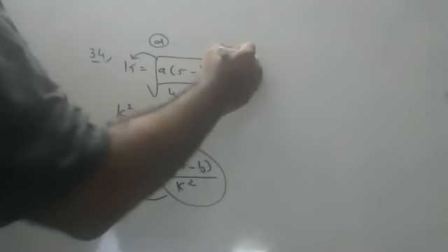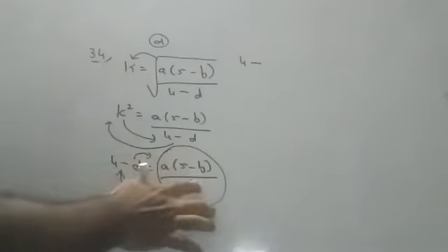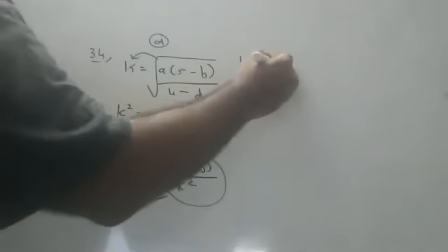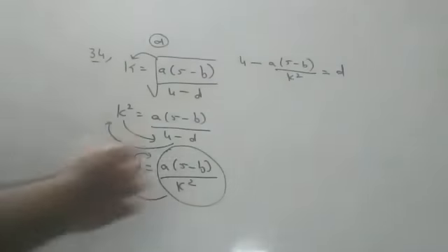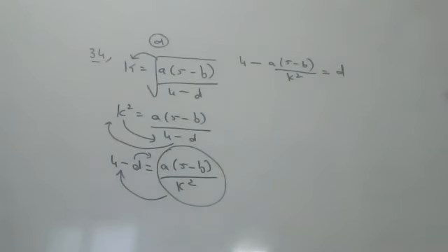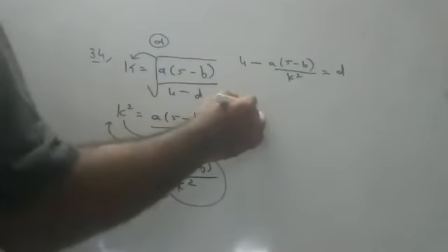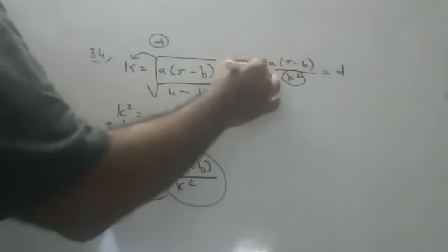You can't do any sums in the future. 4 minus this whole thing I'm bringing here, children. a into 5 minus b by k square is equal to d. Okay, children, but make it as proper, children. So d is equal to... k square is the LCM.